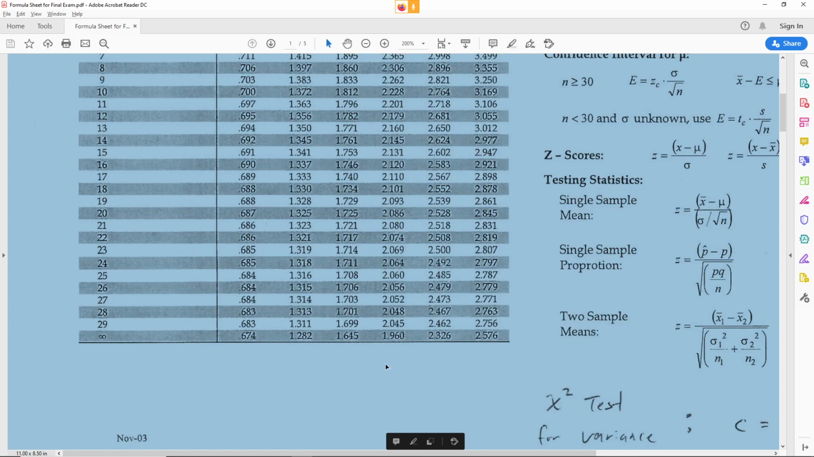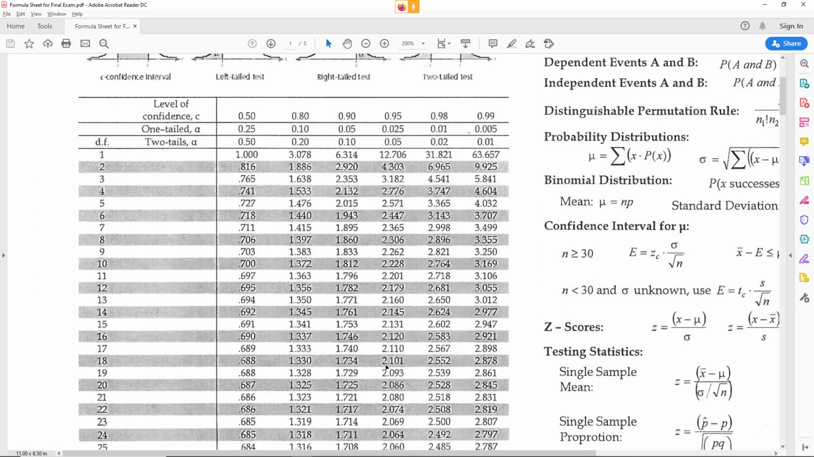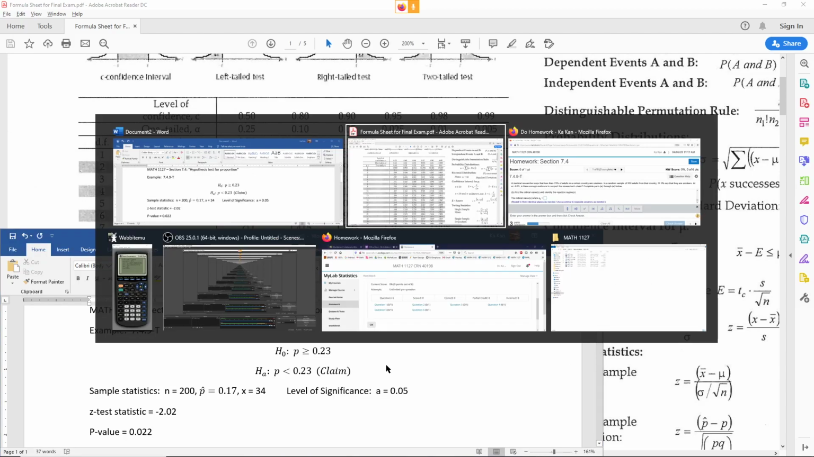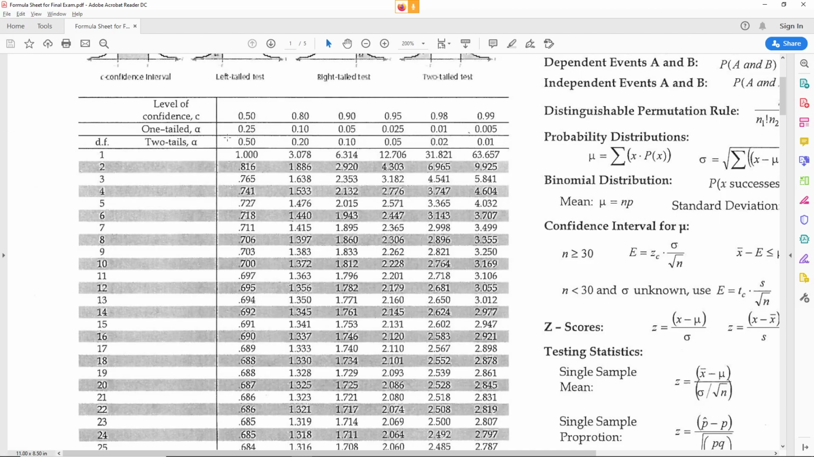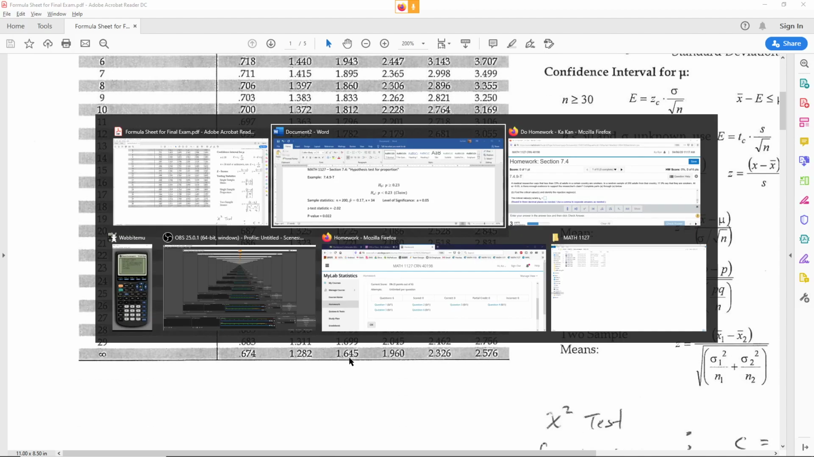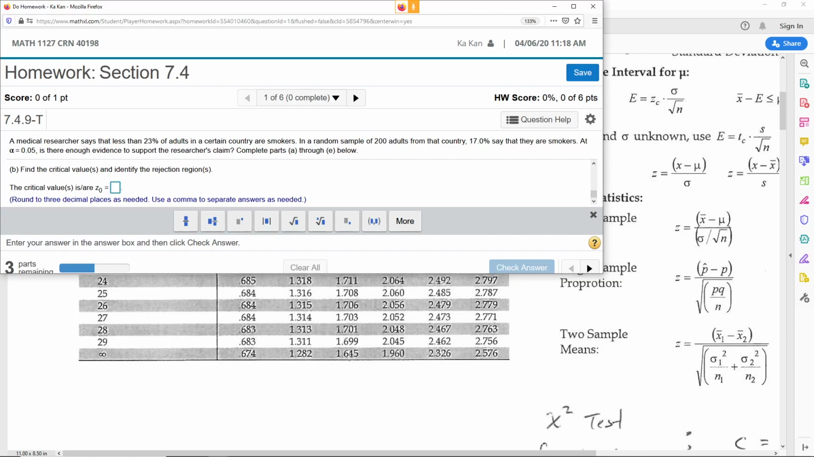Okay, so let's go up. The level of significance was 0.05. So 0.05 is a one-tail test. 0.05 one tail, go all the way to the bottom, it's 1.645. So it's 1.645.